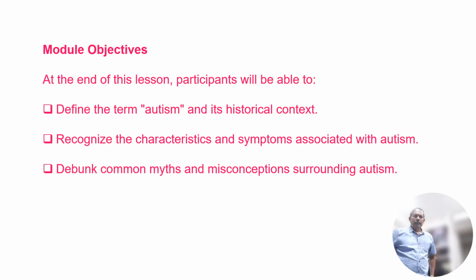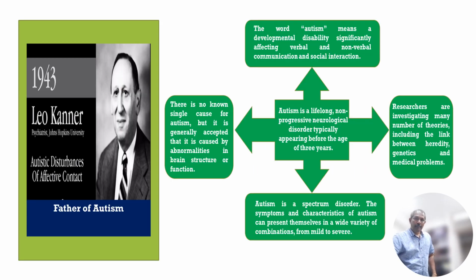Okay, so let's look at the modules. At the end of this module, I hope that you will be able to have a good understanding about what autism is and what the historical context is, how to recognize the characteristics and symptoms of children with autism, and also to debunk some of the common myths and misconceptions surrounding autism. Some of these might be familiar to some of you, but I think it's good for us to have a good understanding and a background about what's happening. So let's move on to the next slide.